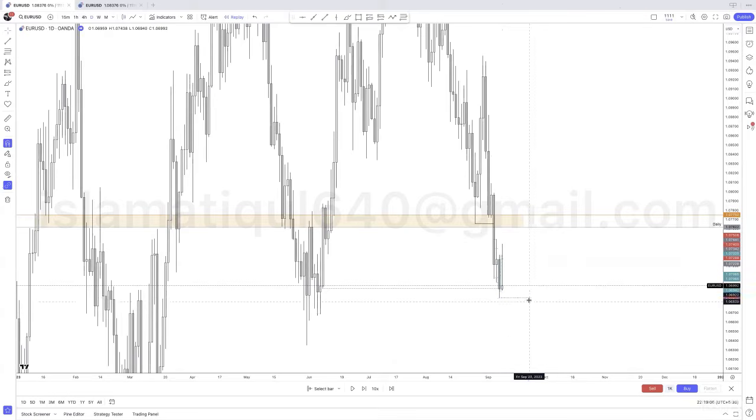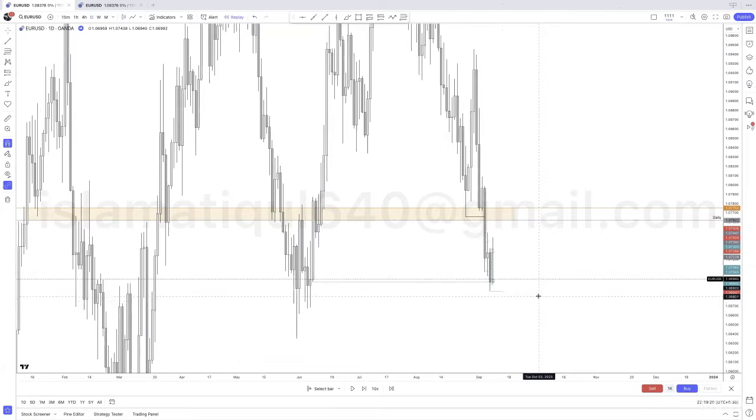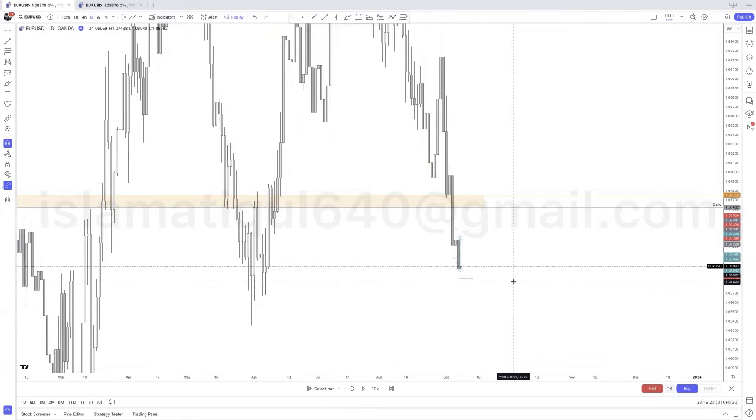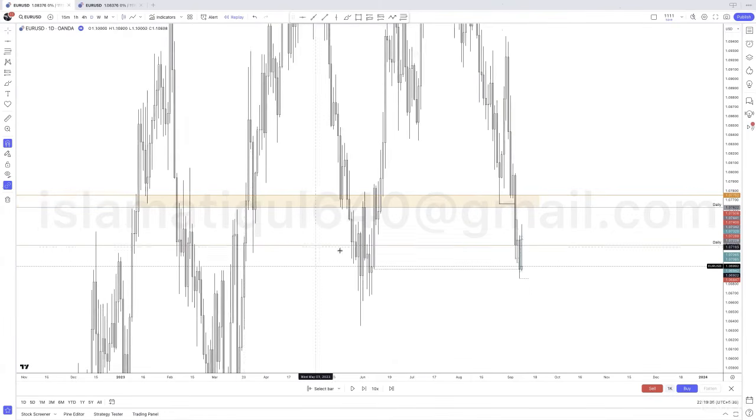What's daily doing? Daily, of course, is not showing us very clear price action. It has a little doji created there. I think they might just step into somewhere here and then move down. Mark these ones out as well. On the daily, you can see a few rejections here.